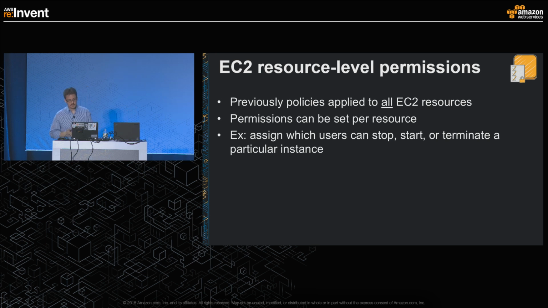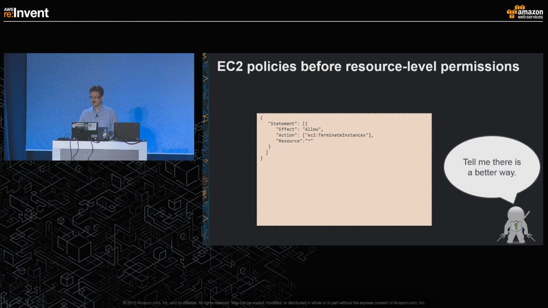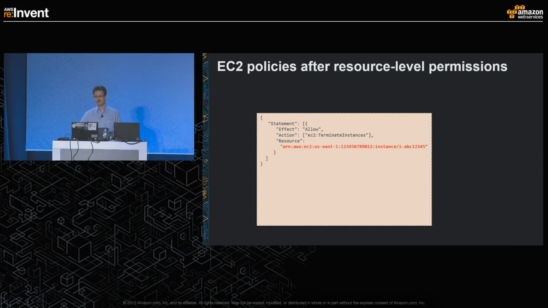Now permissions can be set on a per-resource basis. For example, you can say, hey, you can start, stop, and terminate just this particular instance, or just an instance that matches a particular tag. This is what it used to look like before, and we were sad, and yes, there is a better way. Now instead of having a star in there, you can put in an ARN, an instance ID, if you want to say, this is the developer instance, and this is all you have access to.